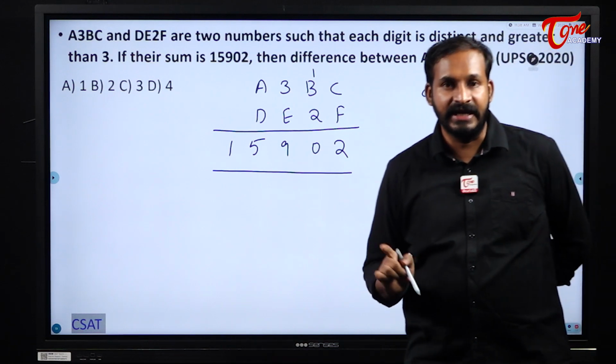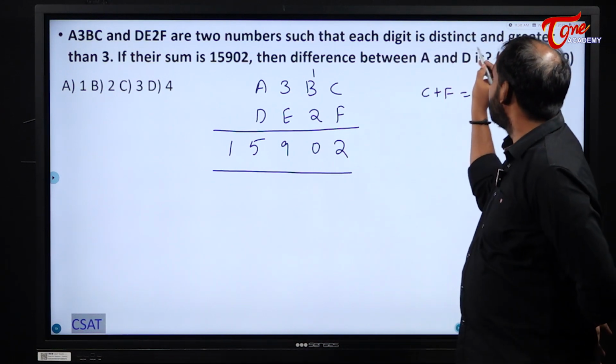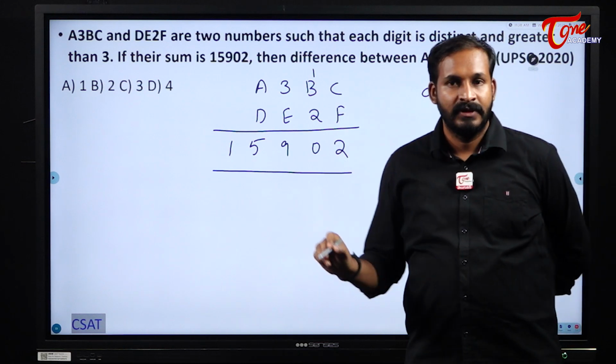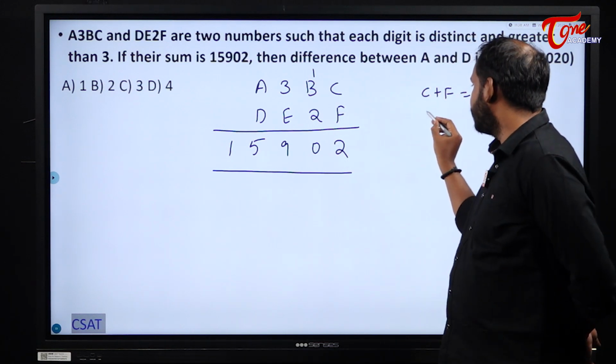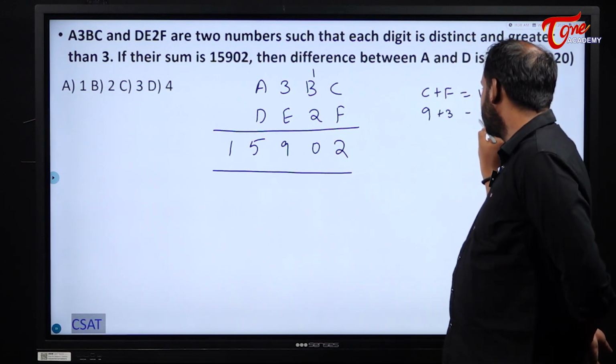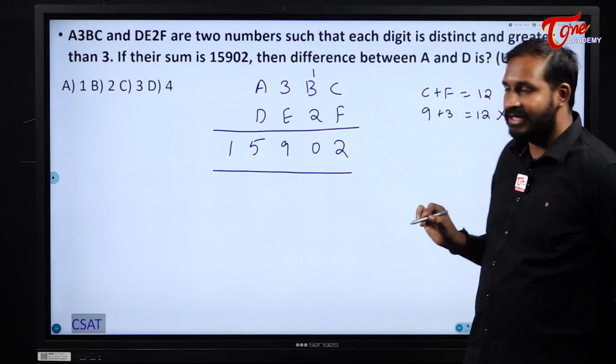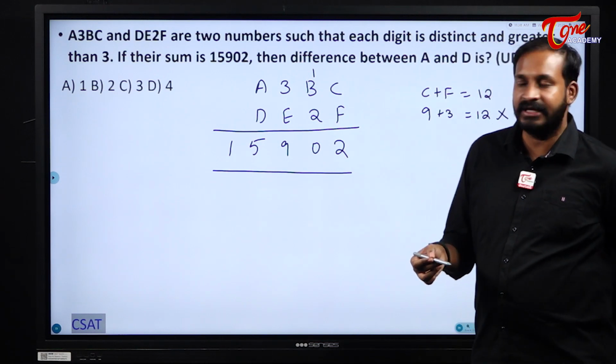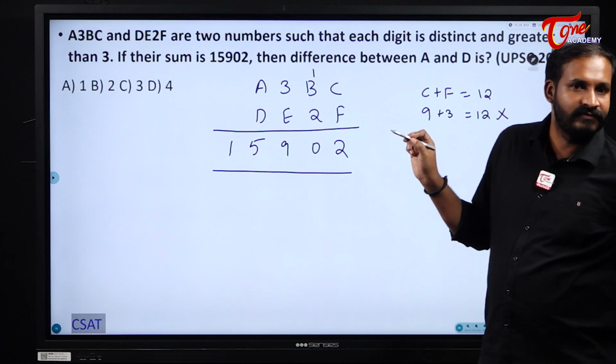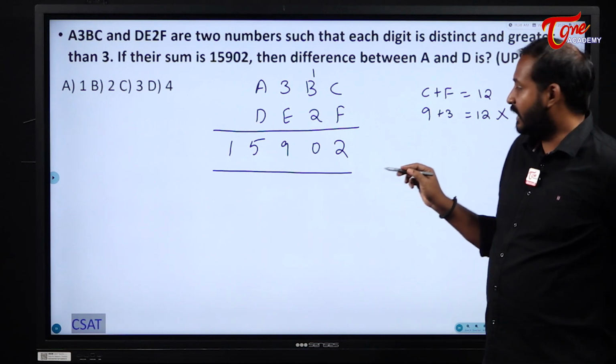I cannot take 9 and 3. The reason is all the values are greater than 3. I cannot take, see actually 9 and 3 is 12. But I cannot take this one. The reason is all the values should be greater than 3. But one value became 3 here. Because of that reason I cannot take this pair. Next what I can take?